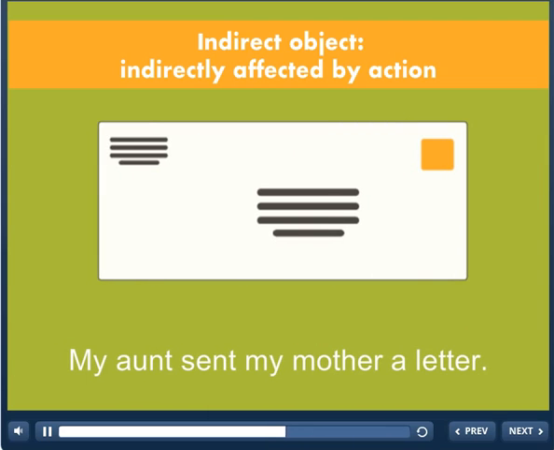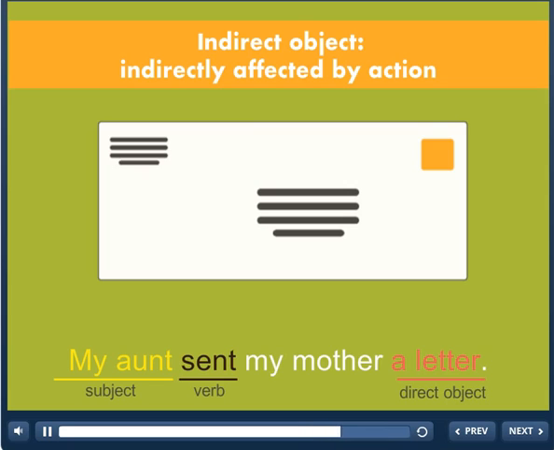My aunt sent my mother a letter. Sent is the verb. My aunt is the subject. What did my aunt send? A letter. A letter is the direct object. Who was indirectly affected by my aunt's action? My mother. My mother is the indirect object.